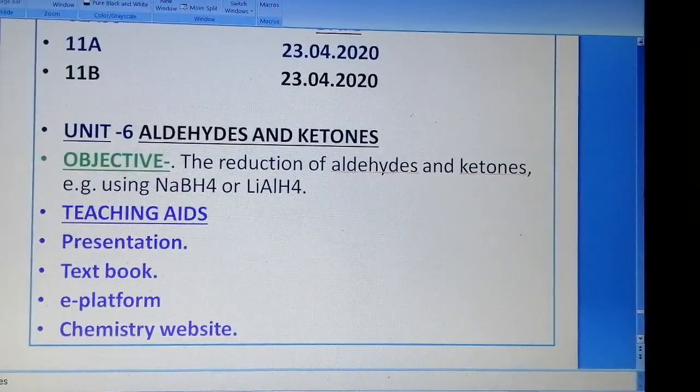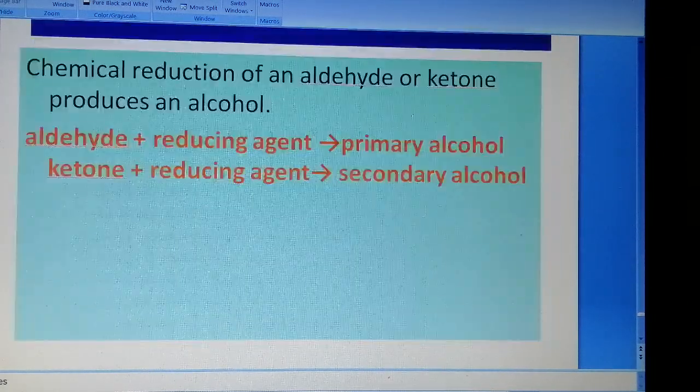Hi students, today's topic is the reduction of aldehydes and ketones using NaBH4 and LiAlH4, sodium borohydride and lithium aluminum hydride. So we will see the topics now.